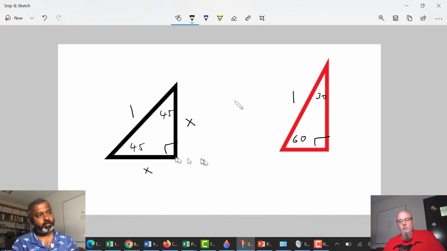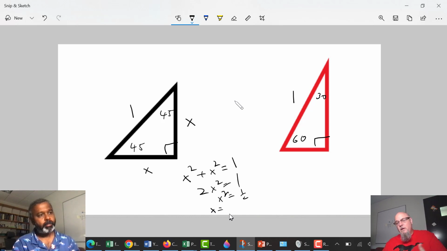Now, Pythagorean theorem: one side squared plus the other side squared is equal to the hypotenuse squared. 1 squared is 1. So x squared plus x squared, that's 2x squared, equals 1. That means x squared is equal to a half. And now I'm just going to square root both sides. So x is equal to plus or minus, but it's a side of a triangle, it's a length, so there is no minus. So I'm going to square root.